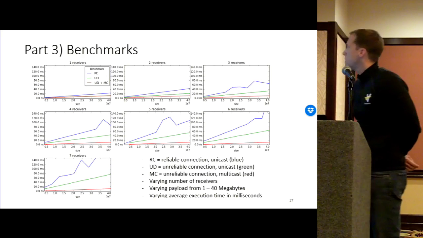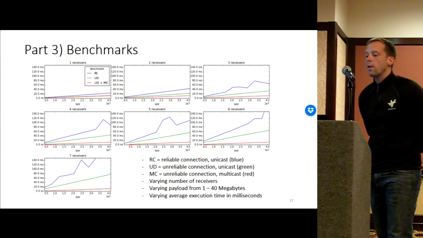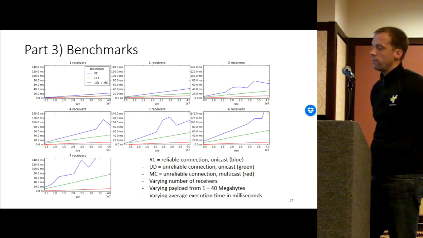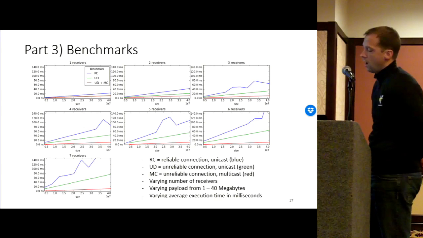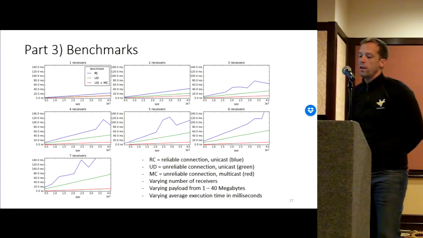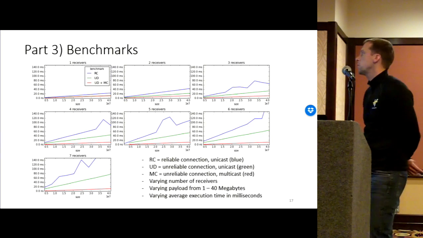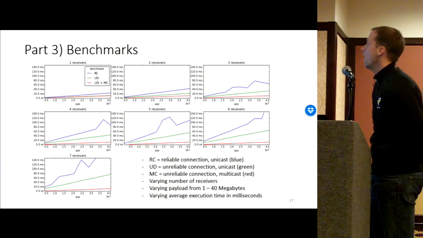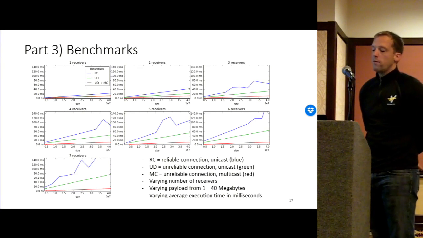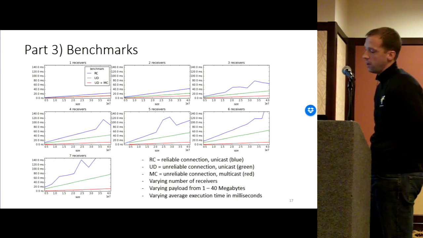And in the different experiments, we varied various factors. On the one hand, we varied the number of receivers from 1 to 7 for the multicast operation. We compared, on the one hand, a reliable connection done by unicast and an unreliable connection, which first of all was also a series of unicast operations, and then we went for the multicast.